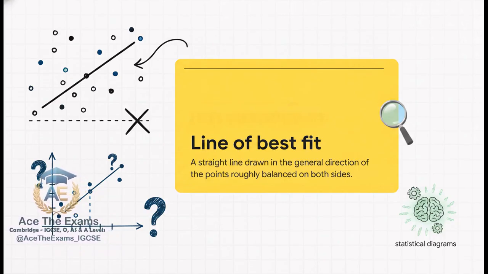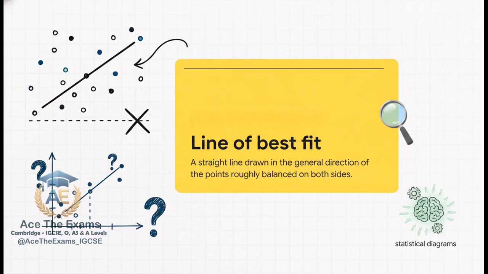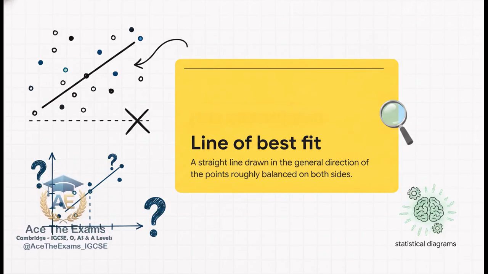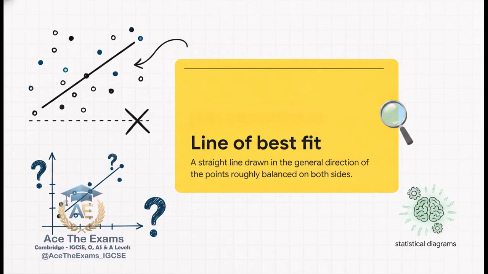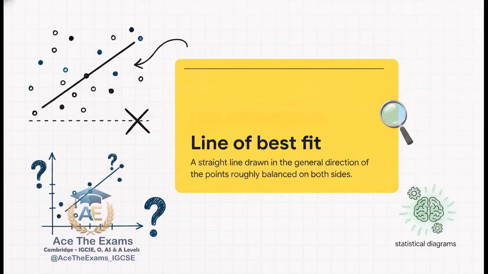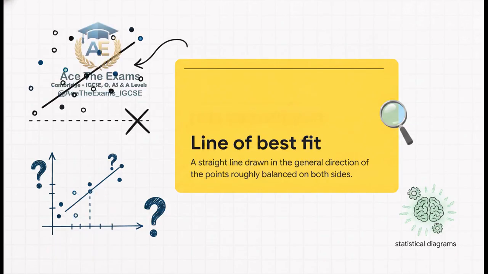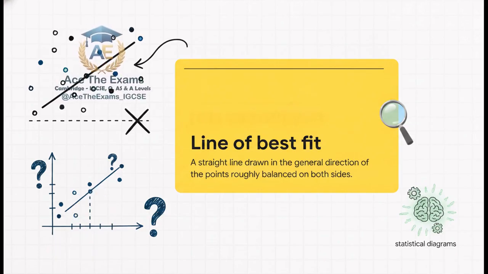We use this powerful line to estimate missing values, but a massive, massive word of warning here. You can only reliably estimate values that fall strictly within the range of your existing data. If you try to extend the line way past your plotted points to make a guess, your estimate becomes totally unreliable, and examiners will penalize you for it.